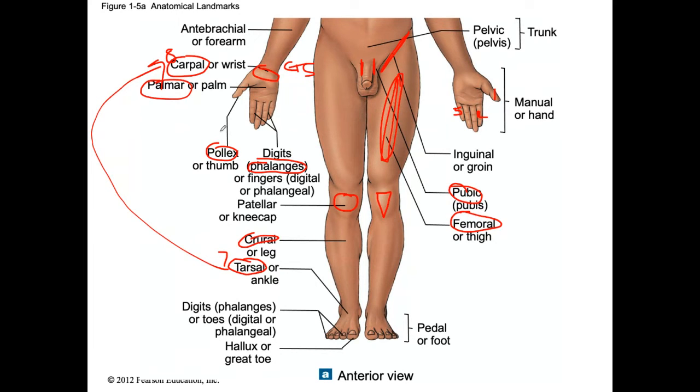In the hand, we had pollicis or pollex for the thumb. Here, the great toe is called hallux. So the H, think of heel for foot. Hallux is the great toe. Pollex or pollicis, the P, think of palmar. So the pollex is the thumb, the hallux is the great toe. The foot itself is called pedal, which sounds like the word pedal, like pedaling a bicycle.